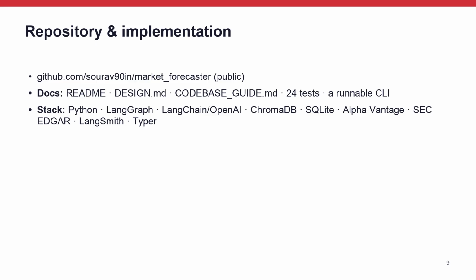Everything's public on GitHub. Beyond the code, there's a README, a design document, and a fairly detailed codebase guide I wrote so that someone outside this program can actually follow the design. Plus the 24 tests and a CLI you can run yourself. The stack is Python with LangGraph and LangChain on OpenAI, ChromaDB and SQLite for memory, AlphaVantage and SEC EDGAR for data, and LangSmith for observability.